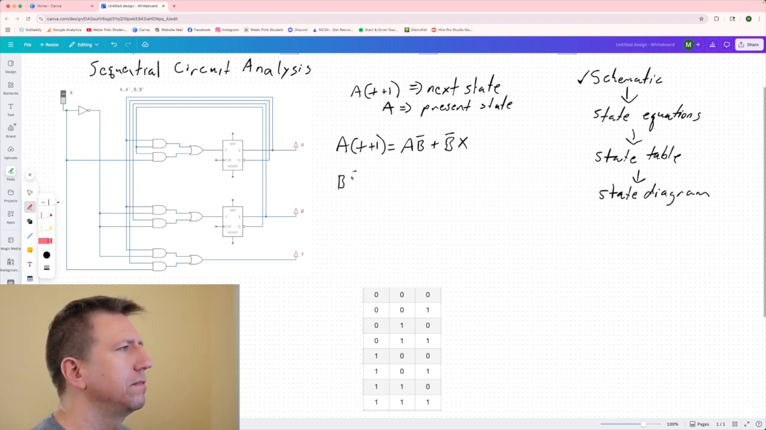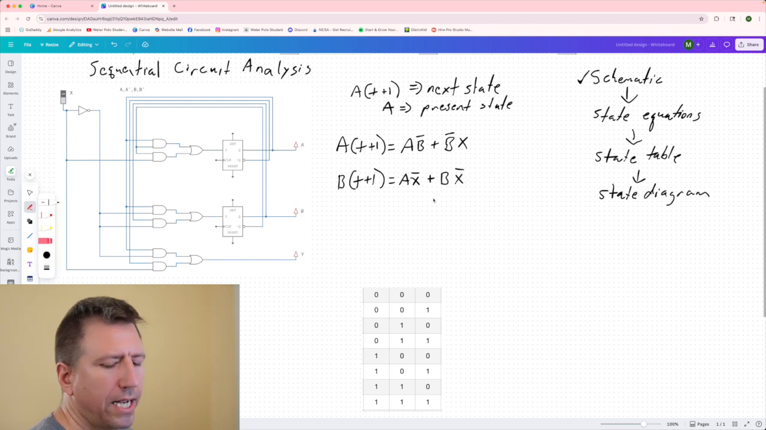Let's do B. B of t plus 1. So what does the combinational logic say for the input to the B flip-flop? Well, it looks like here we have an A and an X bar. And then we have here, we've got to make sure we're following the lines down correctly. So that's B and also X bar. So it's A X bar or B X bar.